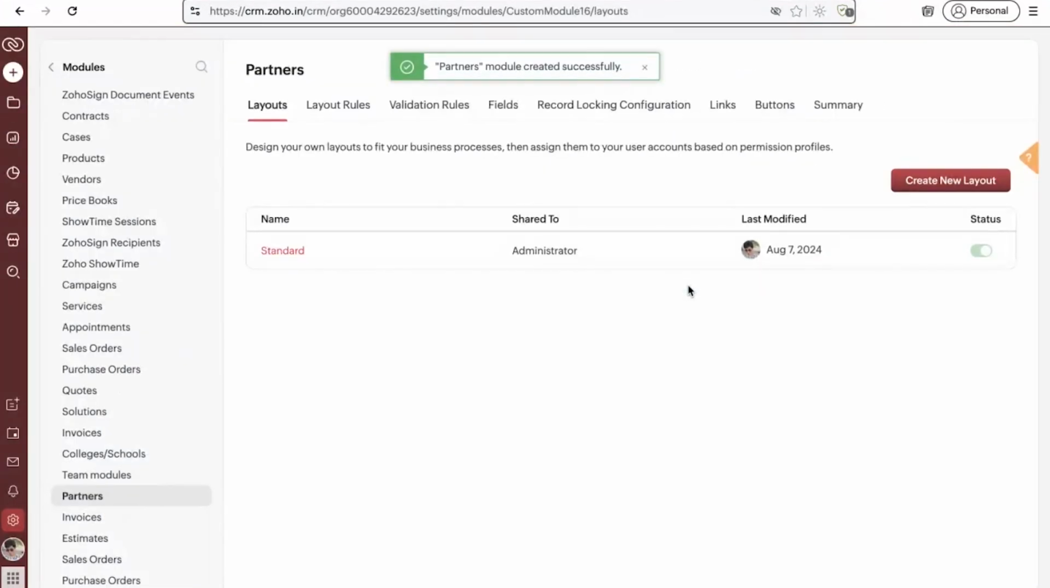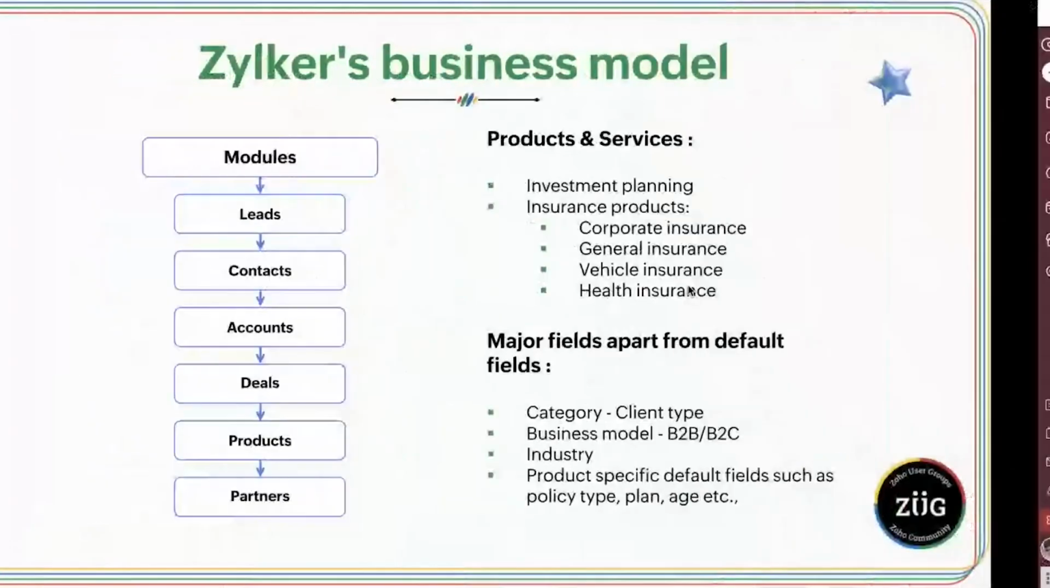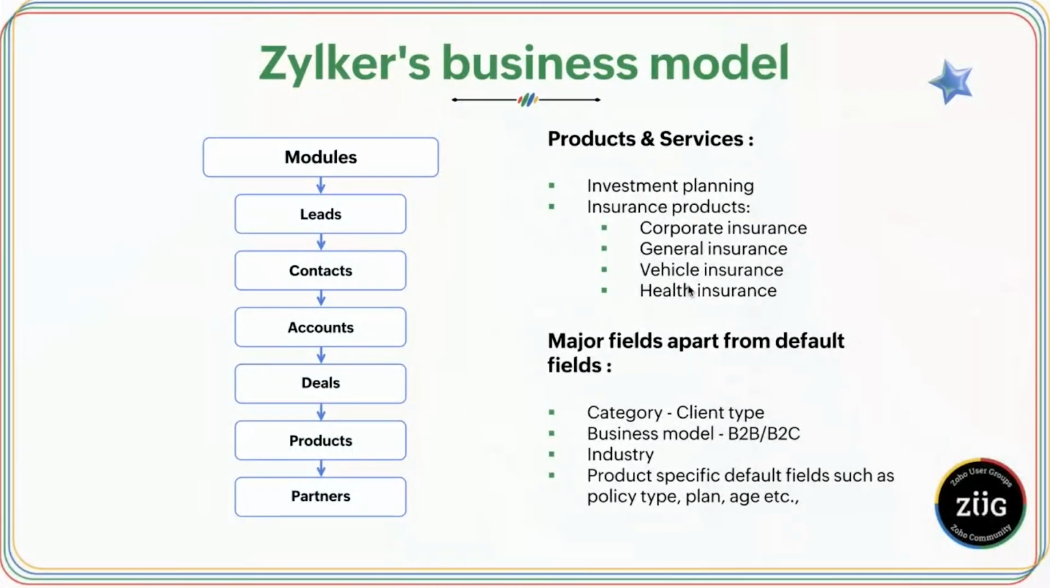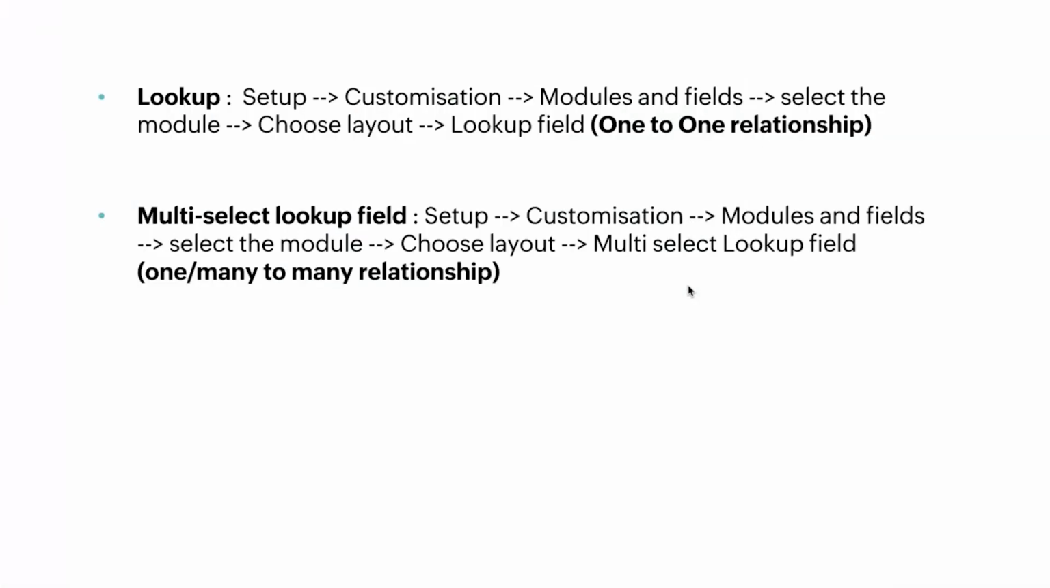So as you can see in here, we have created a module, and this does not need a single line of code. All you're going to do is just drag it and drop it onto the screen. So it is that easy for you to create a module within Zoho CRM. While creating modules, there are two types of fields that you have to keep in mind. The first one is going to be a lookup field, and the second one is going to be a multi-select lookup field. So what is a lookup field?